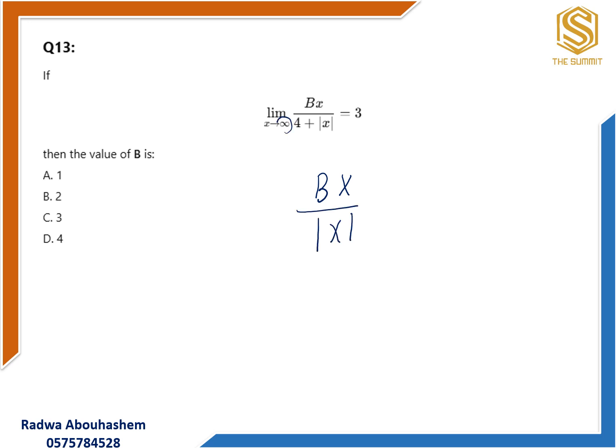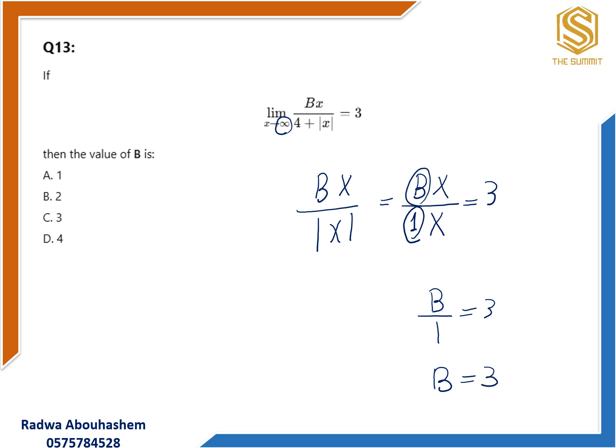Now, he said here that x approaches infinity. Remember that absolute value means you could have positive infinity or negative infinity, but since x just approaches infinity, I'm going to take the positive infinity. So it would be bx over just x, which means it's 1, the coefficient. And he told me that the limit equals 3. So b over 1 equals 3. This means that b equals 3.